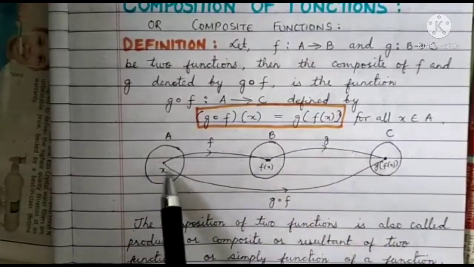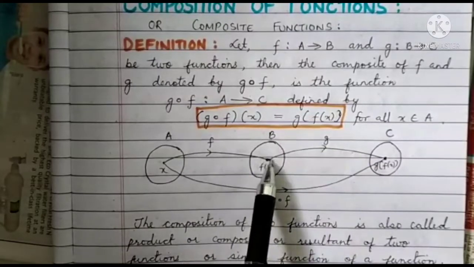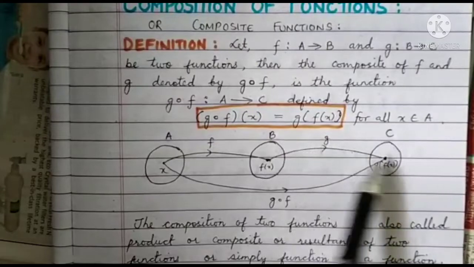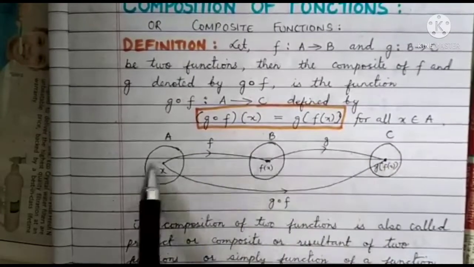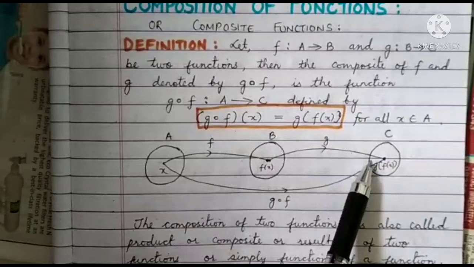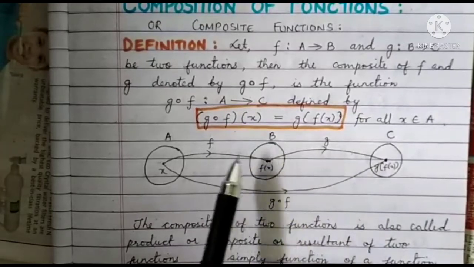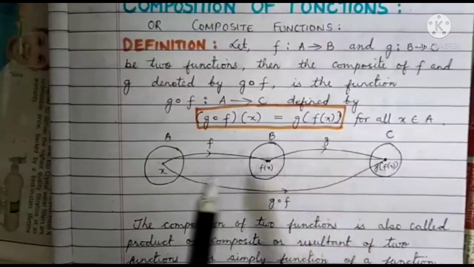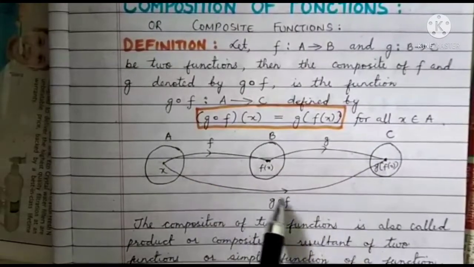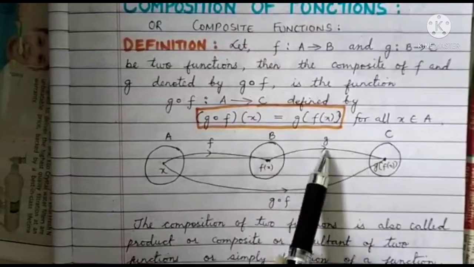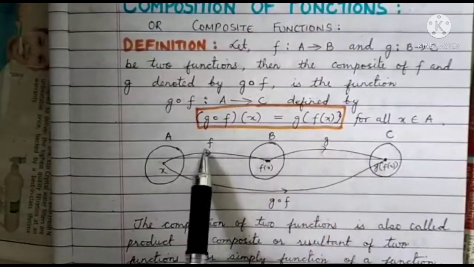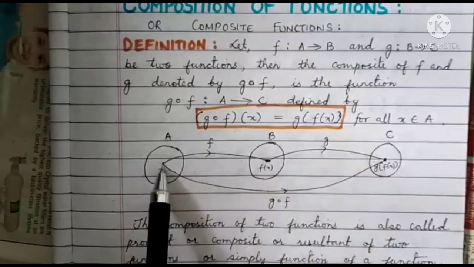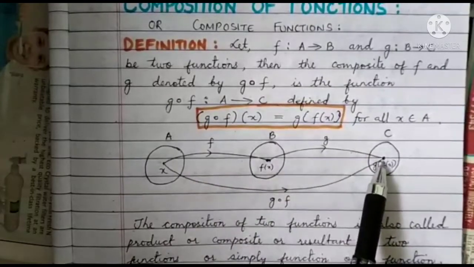That means these elements are mapped into B, then again these elements are mapped into C. Two steps of mapping are going on over here, right? Now in composition of functions, instead of going in two steps, we try to go directly from A to C. We try to join or compose these two functions into a single one. Rather than going two steps, we take the shortcut and go directly from A to C.